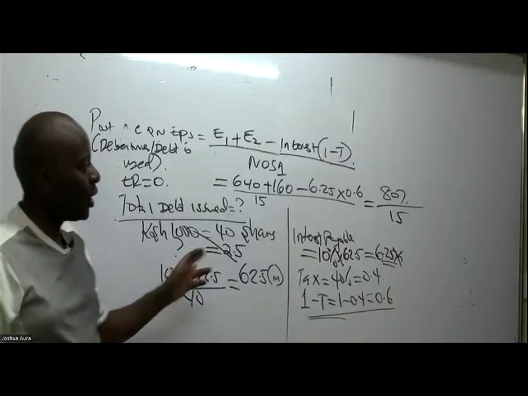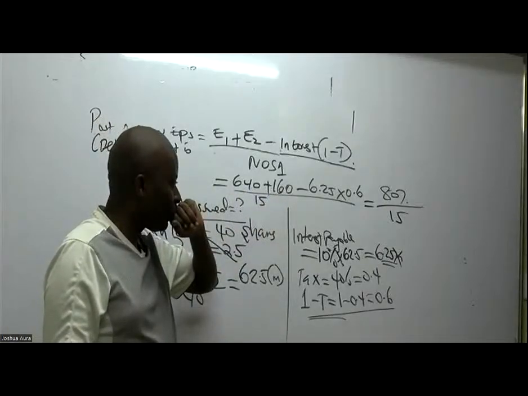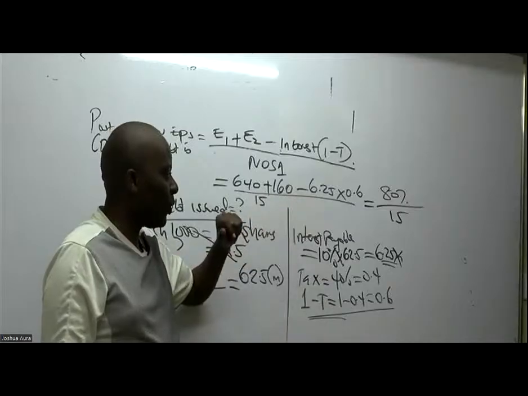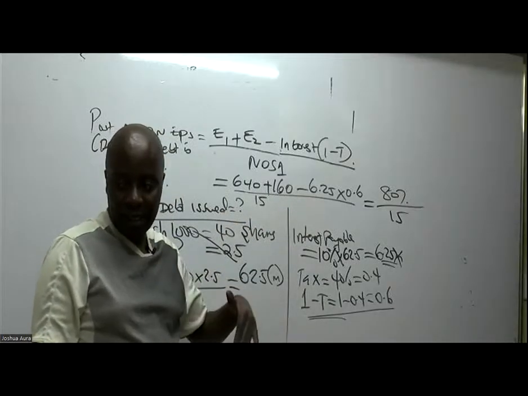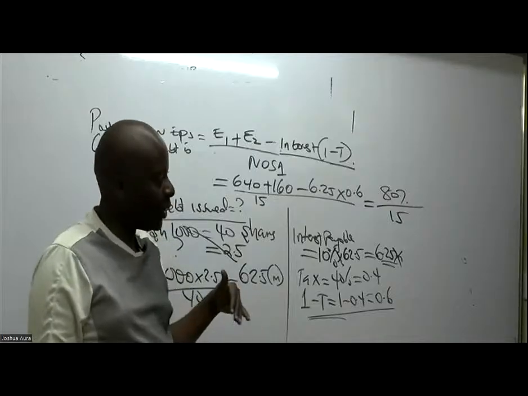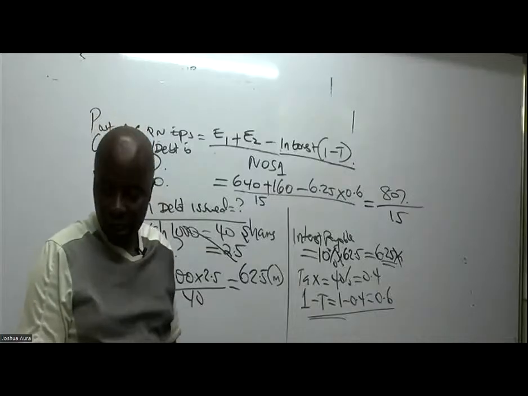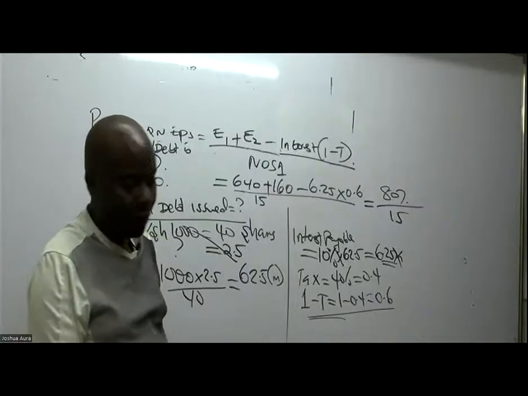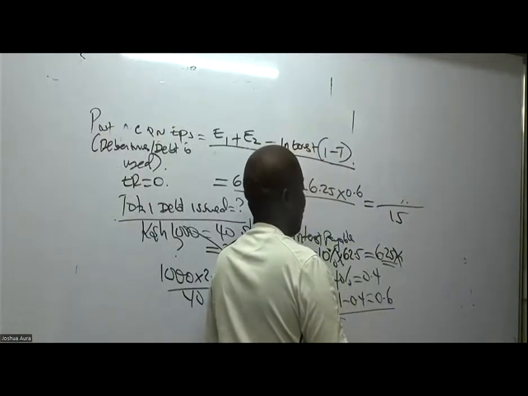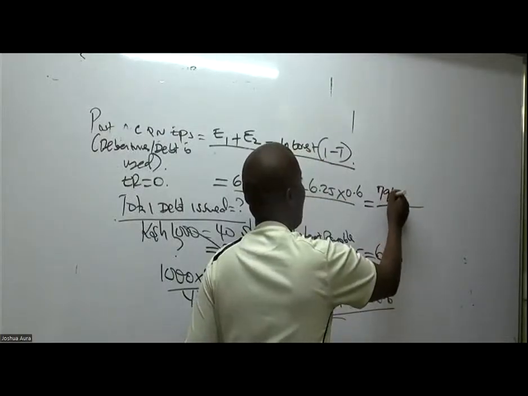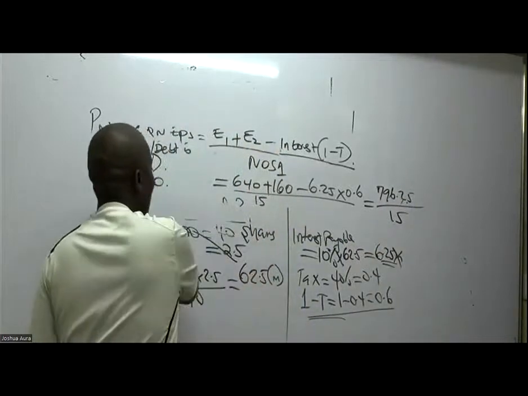Remember, what are we doing? It is 640 plus 160, which gives me 800. It can't be 807, really. It has to be less. 796.25. I hope you've been able to see. And therefore, who can give us the final answer here?